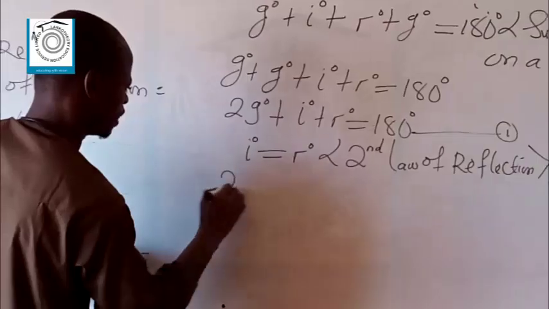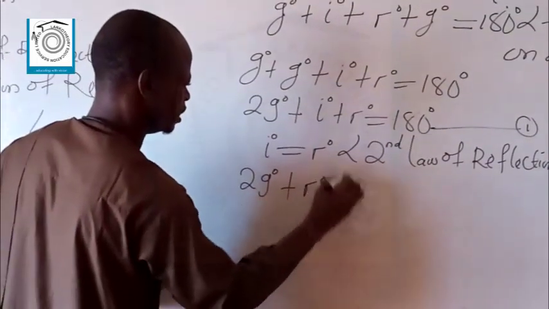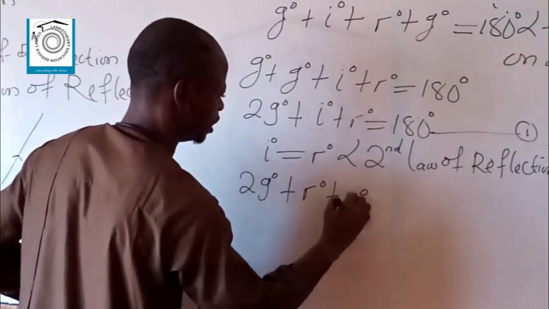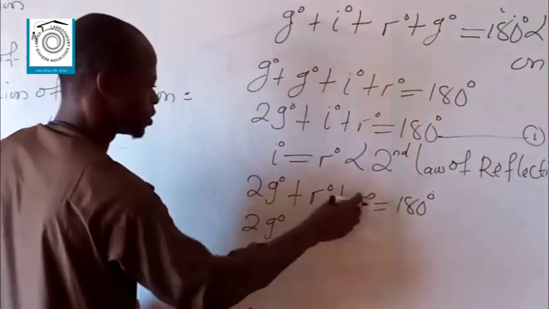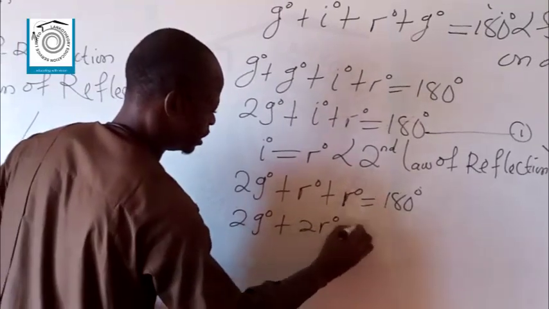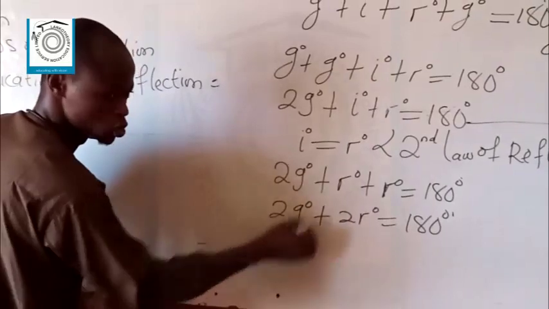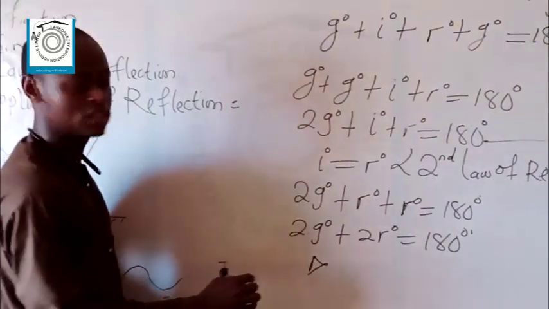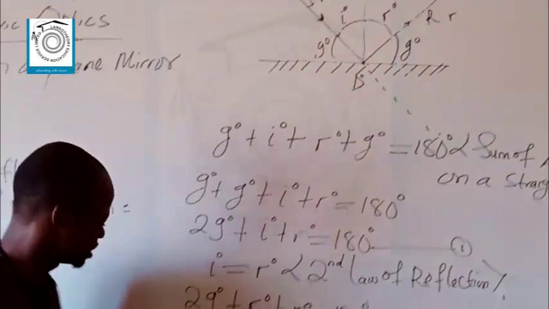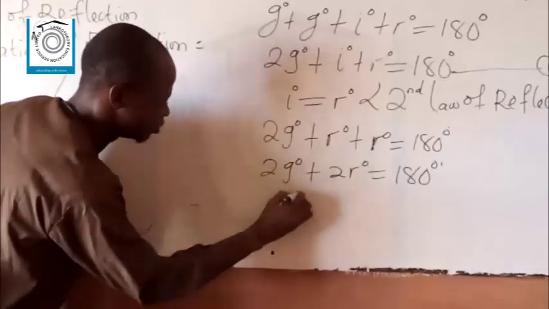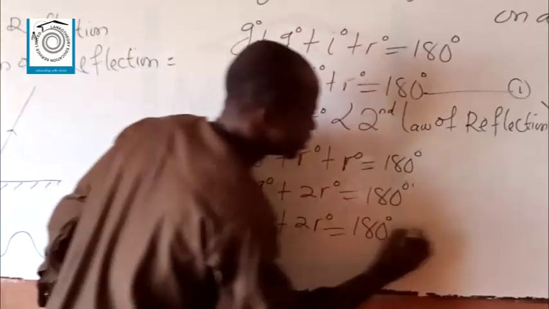So in this case, we have 2G degree, this incident angle we now call R degree, and this other one we also have R degree. Everything is equal to 180 degrees. So this is 2G degree, and R plus R will give us what? 2R degree equal to 180 degrees. If you look at this very well, I can say this 2G is the same thing as the deviation angle, because the deviation angle is defined as 2 multiplied by the angle of glance. So this indicates that our deviation angle plus 2 times the reflection angle is equal to 180 degrees. I can call this equation 2.